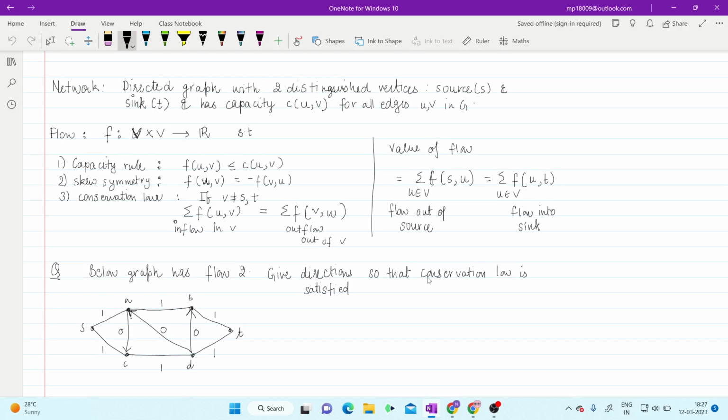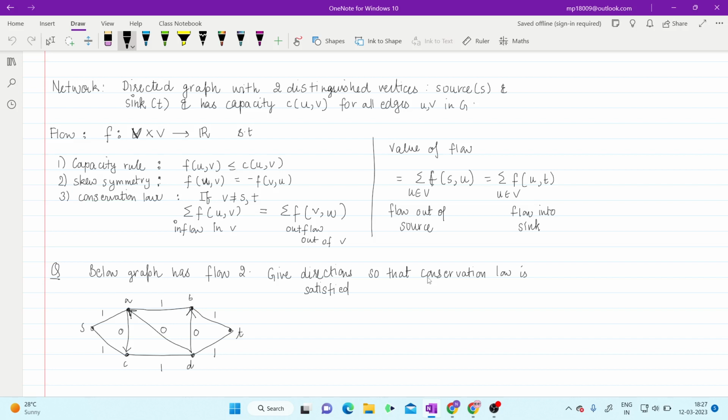Previously, all those graphs that we have worked with were undirected. They were undirected in the sense that there was no direction attached to any edges. So what is a network? A network is a directed graph. That means every edge has a direction associated to it. It has two distinguished vertices, source and sink, and every edge is also assigned some capacity.